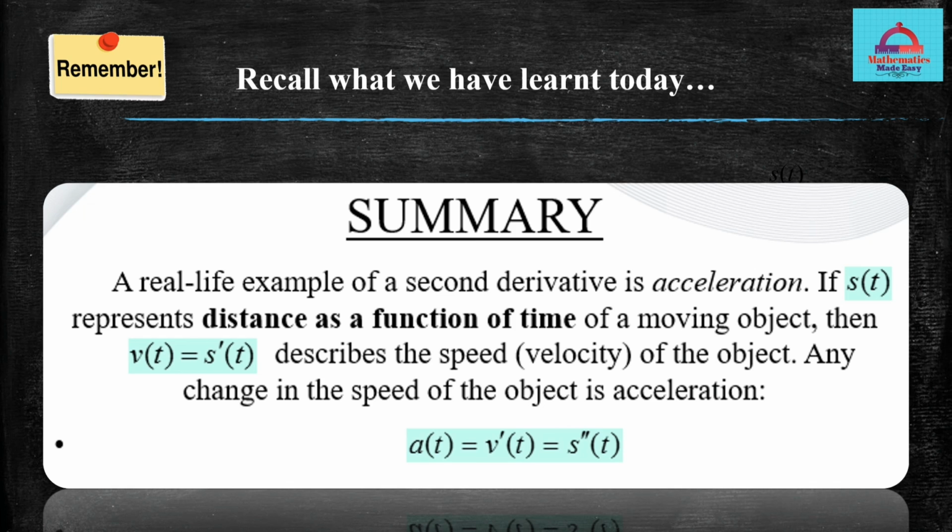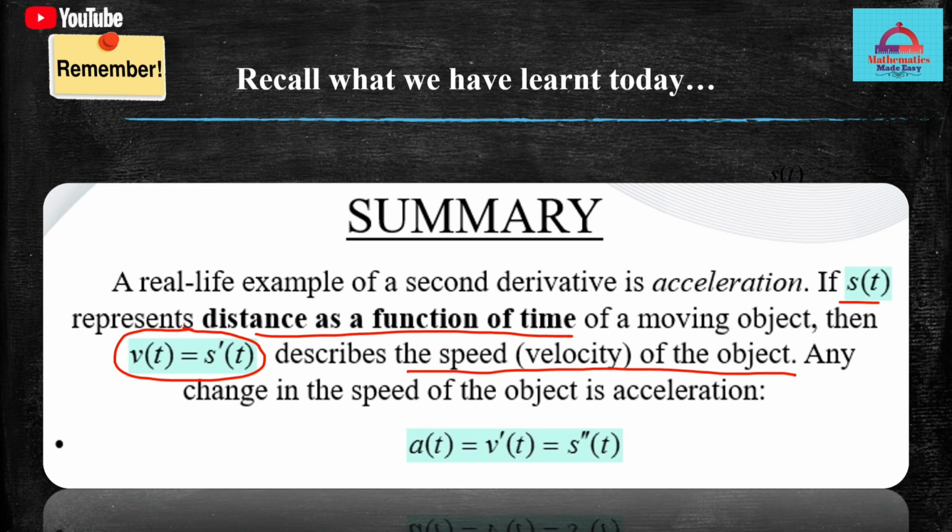Okay, so that brings us to the end of the session. Let's recall what we've learned today. Let's summarize. So a real life example of the concept of derivatives you have seen today, where for the first derivative we have used the expression that velocity is the first derivative of the position. So if your s of t is describing the distance or the displacement as a function of time of a moving object, then v of t or velocity can be calculated by taking the first derivative, and that is what is going to describe the speed or velocity of the object.